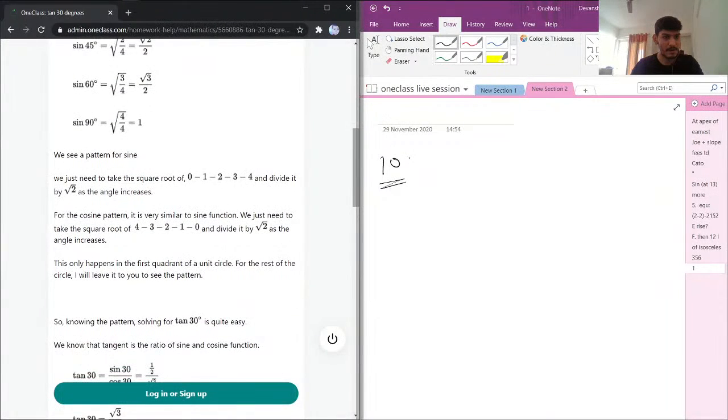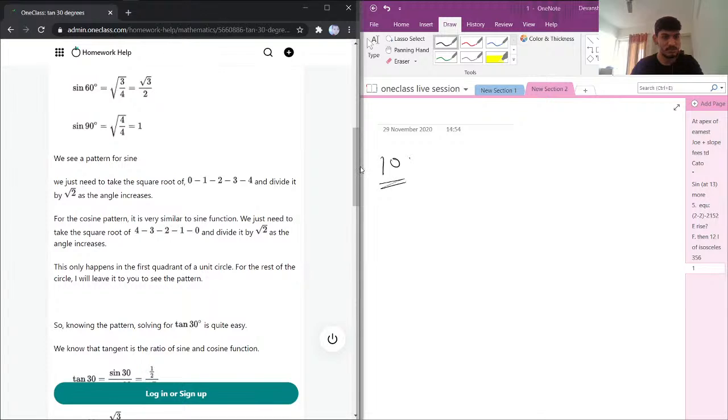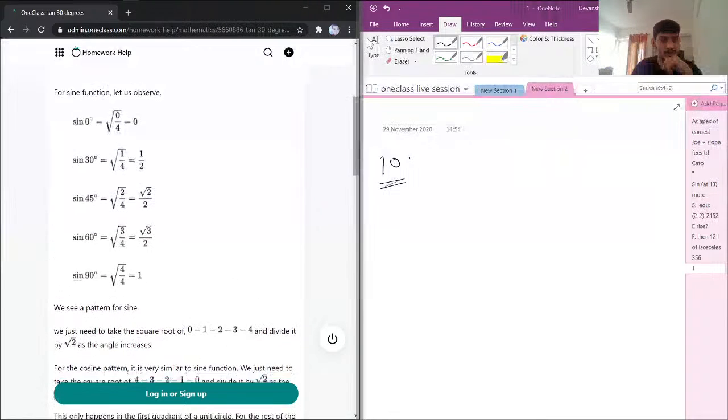We see the pattern for sine. We just need to take the square root of 0, 1, 2, 3, 4 and divide it by 2 as the angle increases. For cosine, it is very simple. We just need to take the square root of 4, 3, 2, 1, 0 and divide it by 2. So this is for 0, then this is for 1.